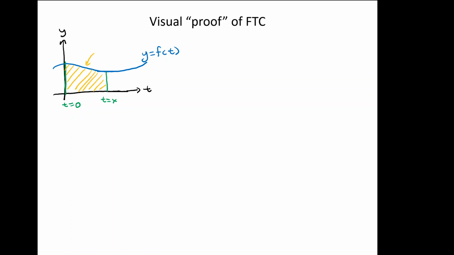I'm going to give it a name. I'm going to call it A of x. It is a function of whatever x, like whatever number we plug in for x. If we increase x, the area will be larger. If we have a small value of x, the area will be small.